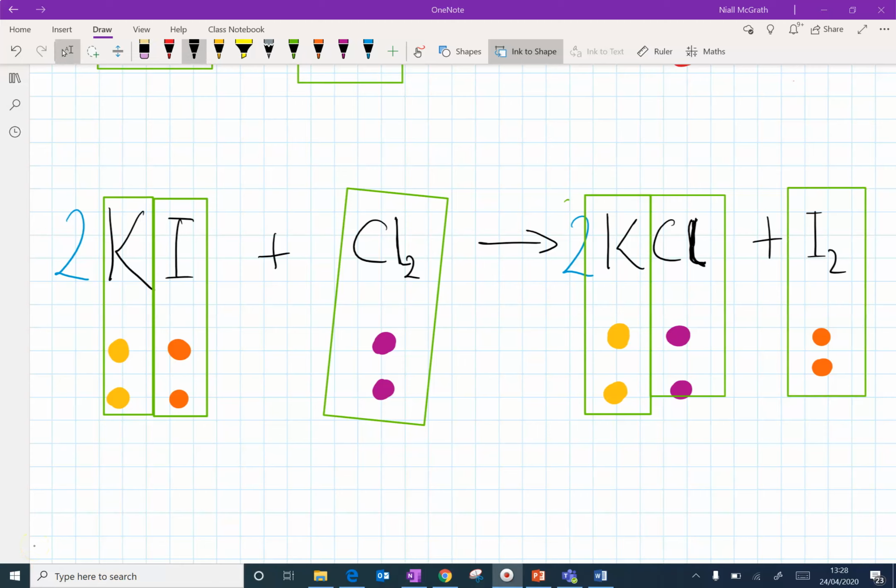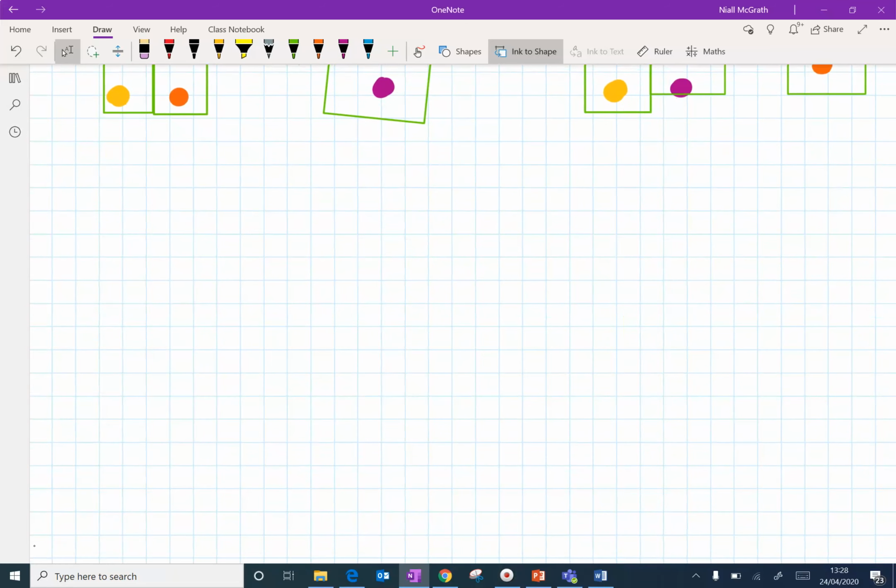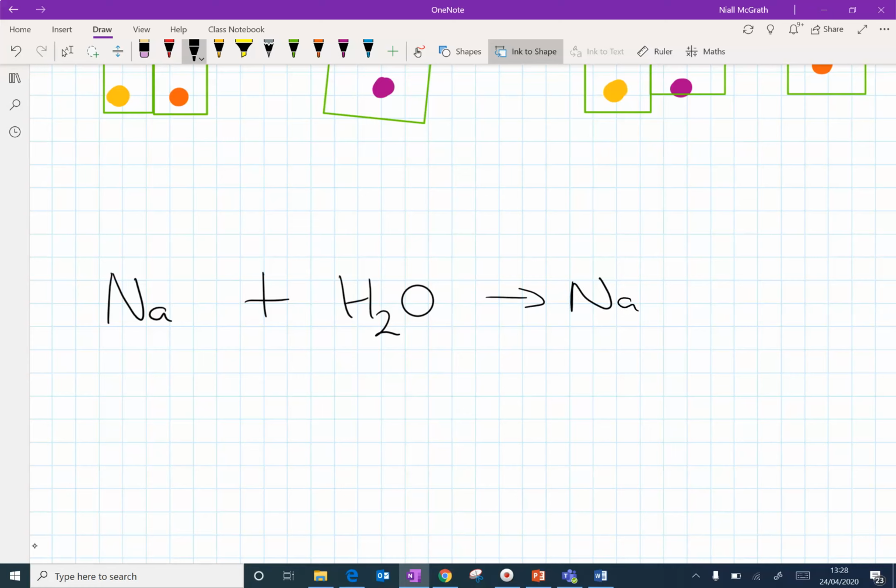And we're just going to take a look at one final example. What we're going to do is react sodium. Sodium is Na. And we're going to react that with water, H2O, and our products from that are NaOH, which is sodium hydroxide, which we should know from our acids and bases chapter. And we're also going to produce hydrogen gas, so H2. Now, we're going to just start the process again of trying to balance these.